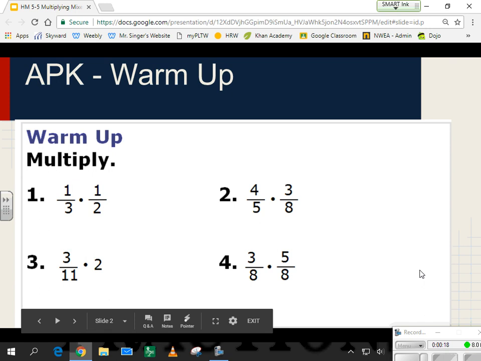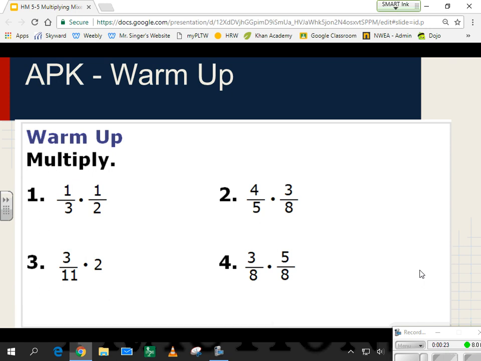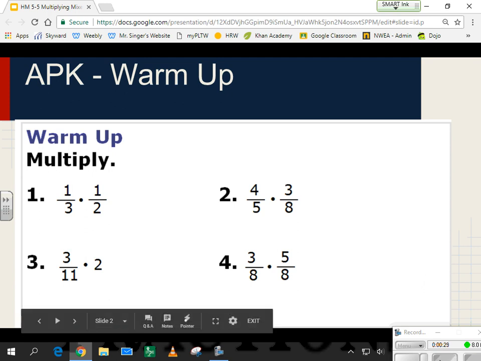And here's your warm-up. You should be able to do these now. Remember, for 3, when you have a whole number, just give it a denominator of 1. That'll be an easy way to get yourself focused. Good luck. Come back when you are done.